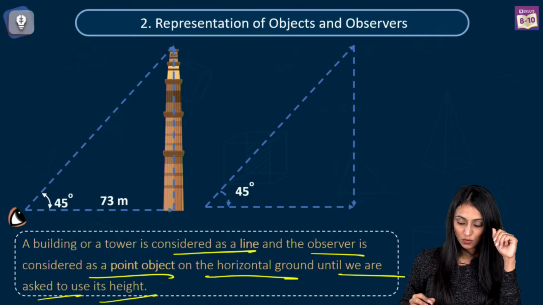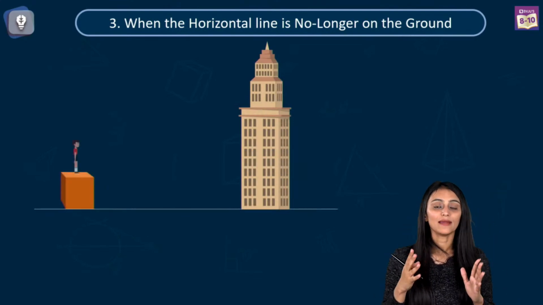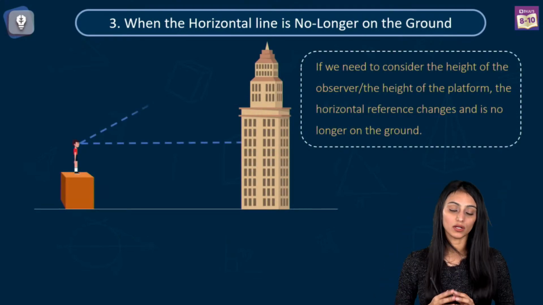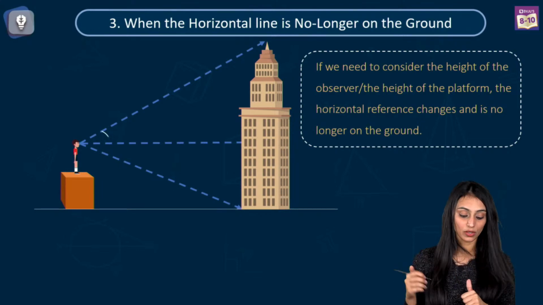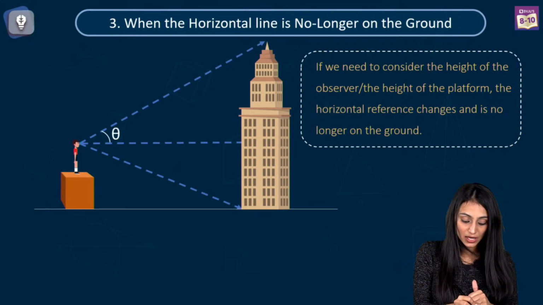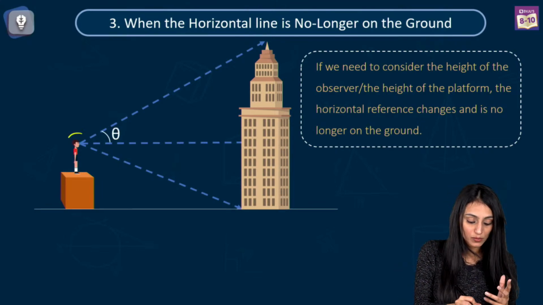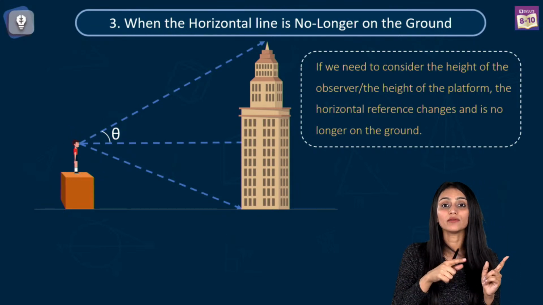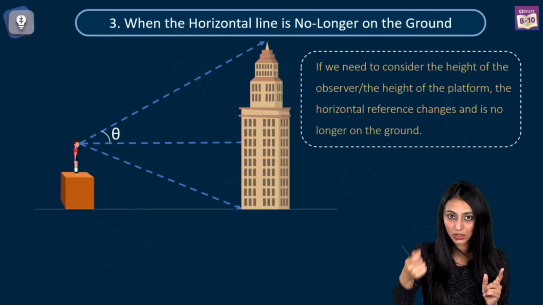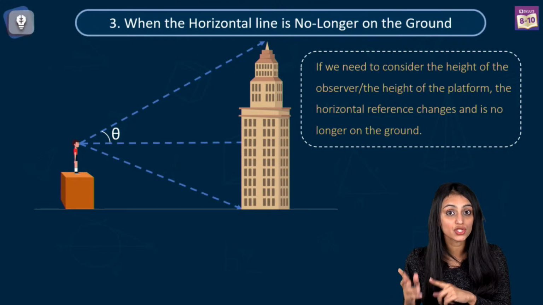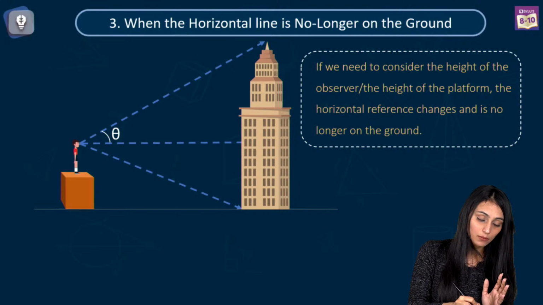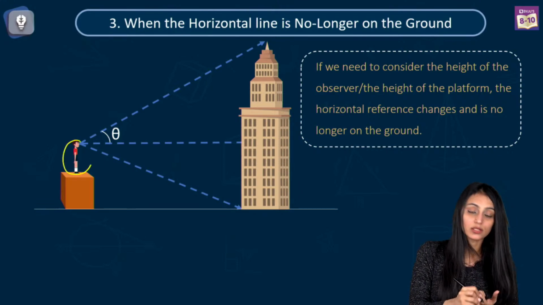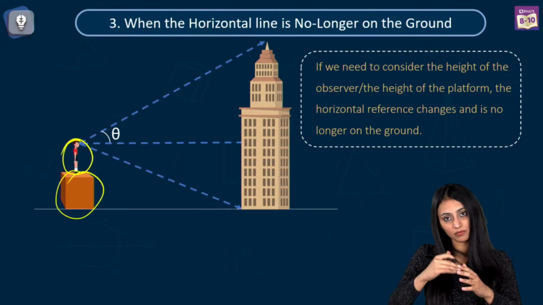Okay, so let's move ahead. Now, what about the times when the horizontal line is no longer on the ground? Like in this case, you can see over here. Suppose we are actually considering the height of the observer and the platform in which it is standing, right? Before that, I told you that we consider observers as a point object if it is not mentioned in the question to consider its height. But this time, let's suppose we have a case when we have to consider the observer's height as well as the platform in which it is standing.